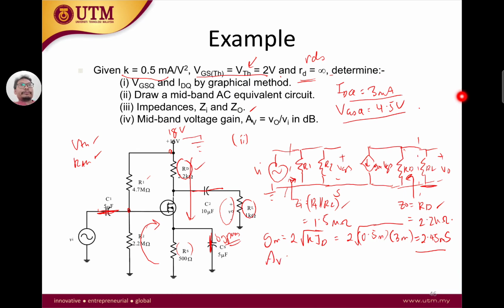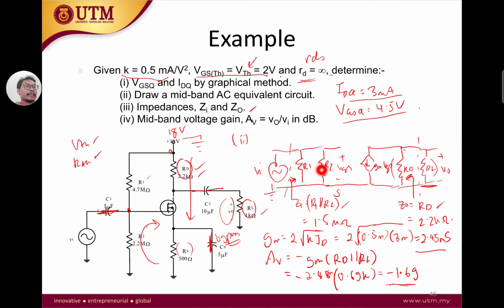And AV we have derived already. You have to be careful that now we have a parallel RD and RL without RDS. So our AV is simply minus GM times RD RL in parallel, which is minus 2.45 times RD and RL in parallel. So 2.2 and 1 kilo ohms in parallel, we are going to get 0.69 K. Eventually you should get a gain of minus 1.69. It doesn't have a unit, so it's just a ratio, negative 1.69.